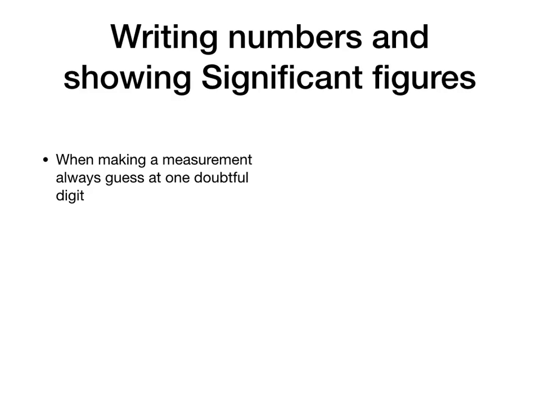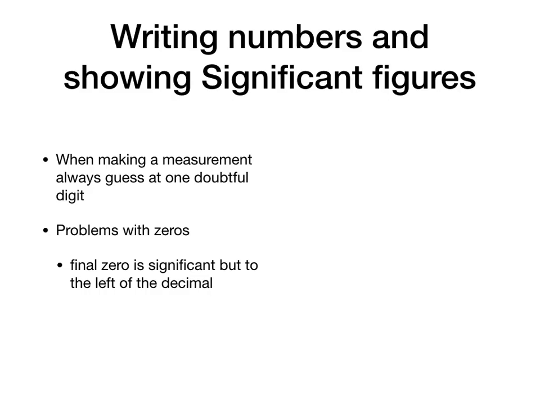So again, the problems are going to be with zeros, because the zeros can be either significant digits or they can be placeholders. The final 0, remember, is significant, but it's got to be to the left of the decimal. So suppose we've got a measurement like this, 3,500 meters. How many significant figures are there in it? Well, there's 2, the 3 and the 5. The 2 zeros are not significant.